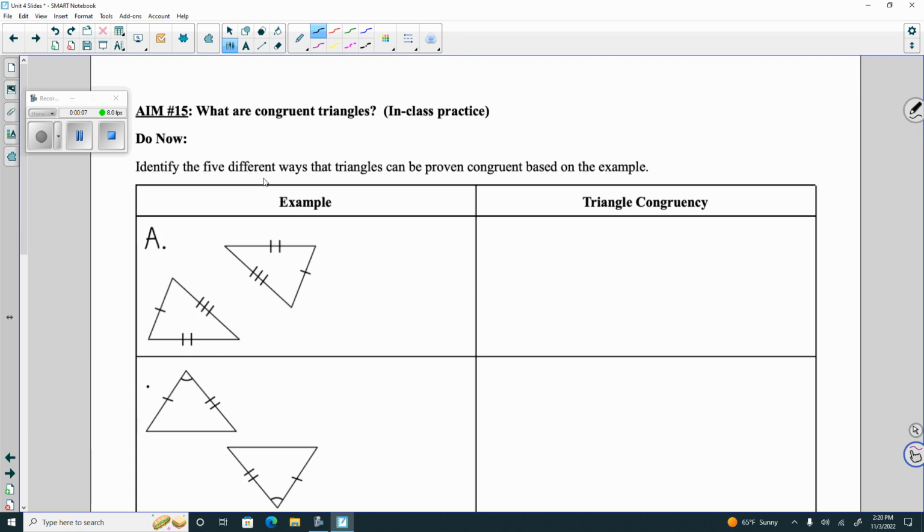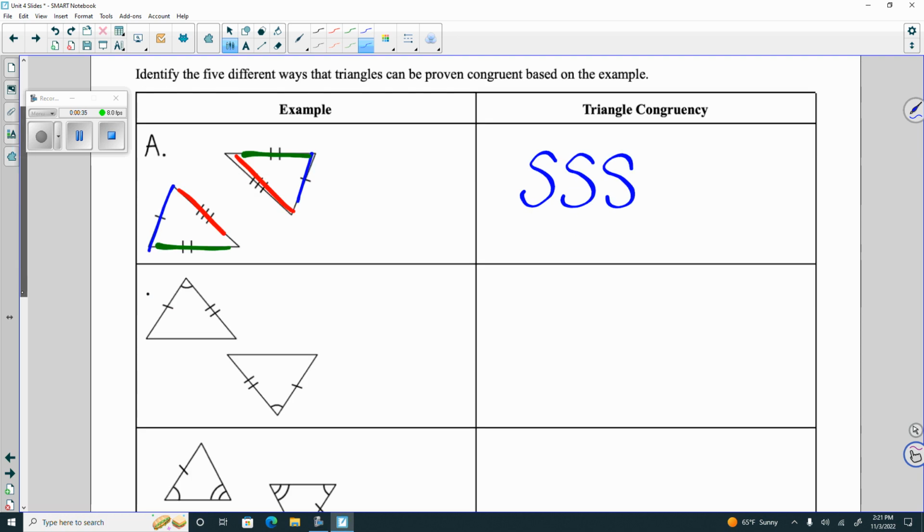So last night we had to watch a video on the 5 different ways to prove that triangles are congruent. That's what we're going to do right now. Let's take a look at our first question. We should notice here that we have 3 sides in this triangle that are congruent. I'm color coding them for us right here. So when we have 3 sides that are congruent, the triangle congruency is called side, side, side.